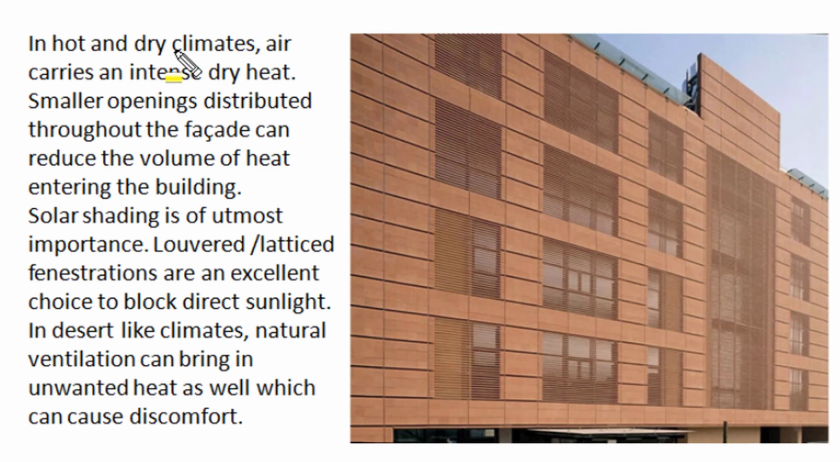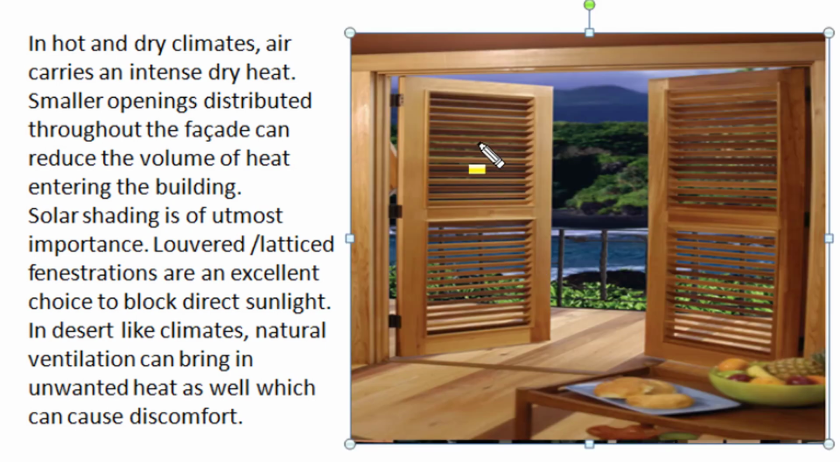In hot and dry climates, air carries intense, dry, uncomfortable heat and smaller opening distributed throughout the facade can reduce volume of heat entering the building and provide the necessary cross ventilation and daylight conditions. In hot and dry climate, solar shading across fenestration is utmost important, and for that we use such louvered or latticed fenestration, which are excellent choice to block direct sunlight in hot and dry climates.